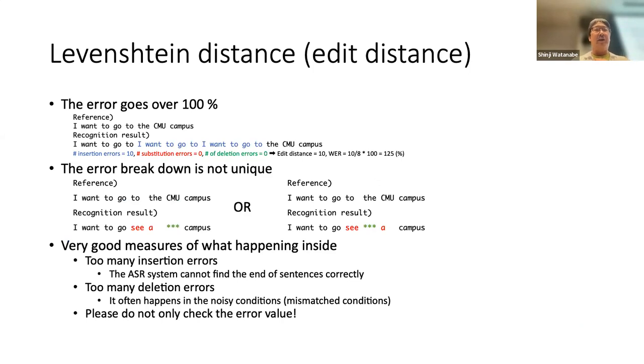Levenshtein distance can actually go over 100% error. Because if we have a lot of repetition of words, it would have a lot of insertion errors, insertion error counts, right? Which actually goes to more than the original number of counts in the reference. So it goes over 100. And as I mentioned, this breakdown is not unique.